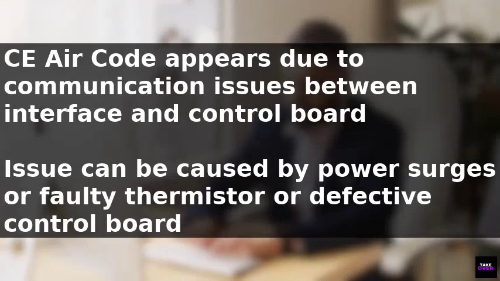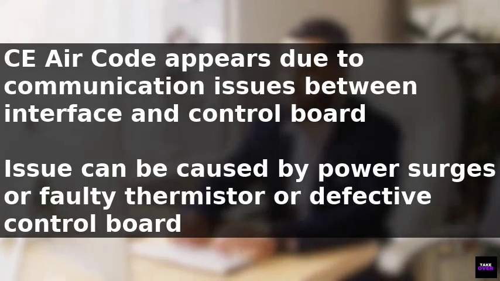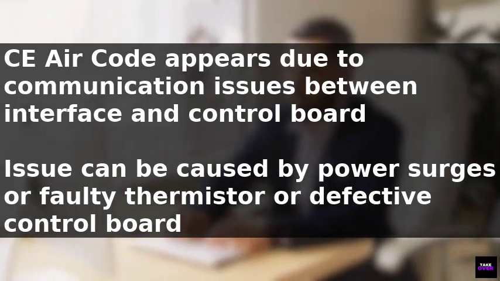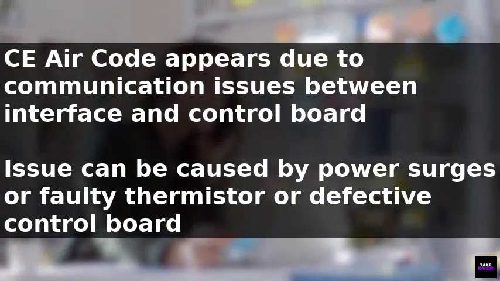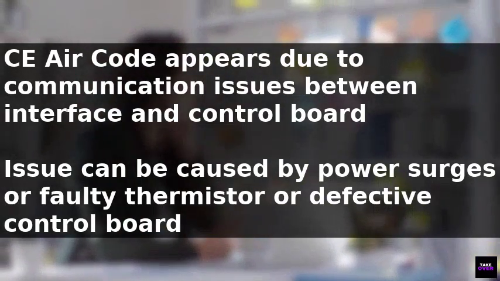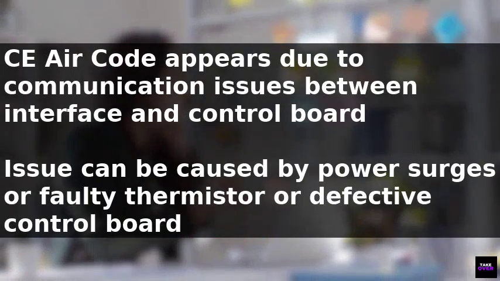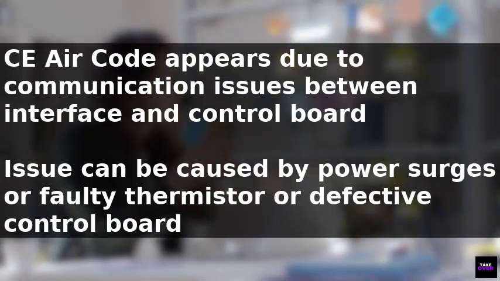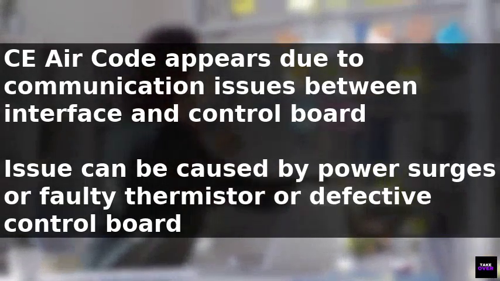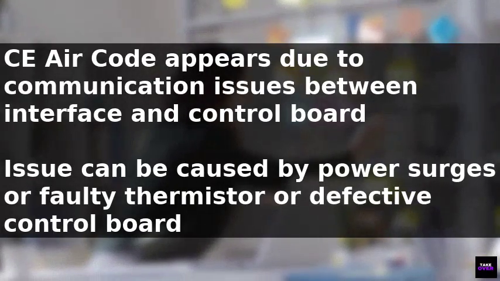The CE error code on a Kenmore Elite dryer appears when there is a communication issue between the interface and the control board. This issue can be caused by various factors, including power surges, clogged vents, a faulty thermistor, or a defective control board. To resolve the problem, start by resetting the dryer.